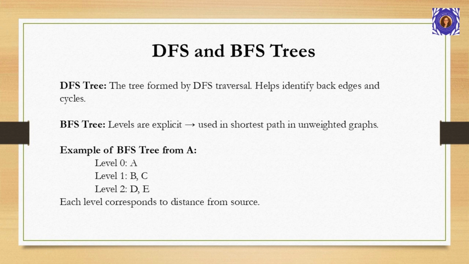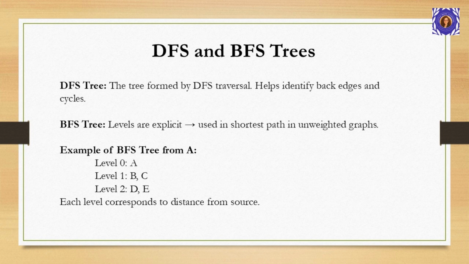DFS creates a tree from the edges we traverse, but also classifies all graph edges into 4 types: tree edges, our traversal path; back edges, connecting to ancestors, these indicate cycles; forward edges, ancestor to descendant; and cross edges, all others. This classification makes DFS perfect for cycle detection.